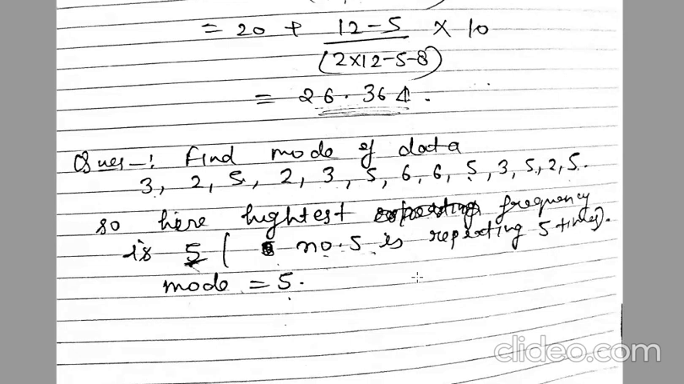And next, what is the definition of mode? The maximum frequency value is called the mode. So there is another example here. Find the mode of the data 3 2 5 2 3 5 6 6 5 3 5 2 5. So which number is repeating the maximum number of times, right? So here the highest frequency is 5. Number 5 is repeating 5 times, so the mode will be 5, right?